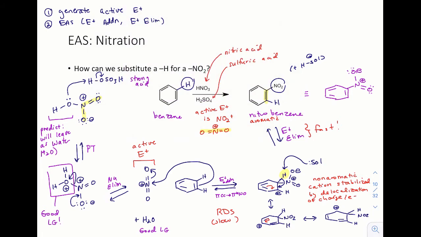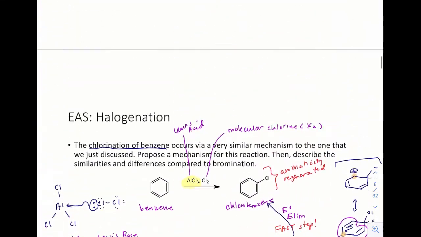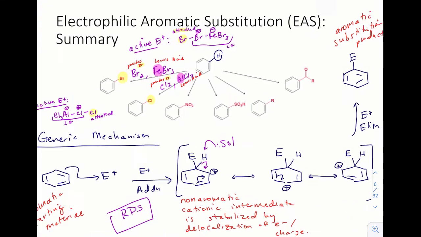If you reflect on how this mechanism fits in the pattern, what's different is generating the active electrophile. This is different from the bromination and the chlorination reactions. However, the electrophilic aromatic substitution is the same in that it proceeds via electrophile addition and electrophile elimination. We'll add this to our starburst. It's getting a bit busy here. Let's zoom in.